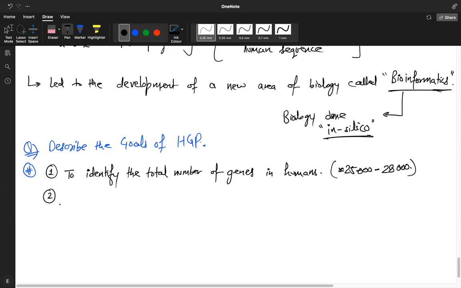The second aim was to determine the complete sequence of around 3 billion base pairs in humans.